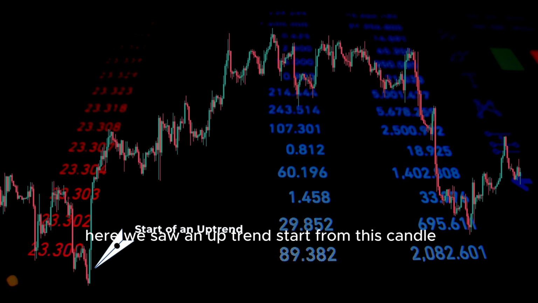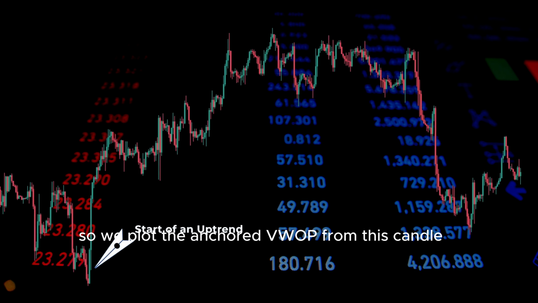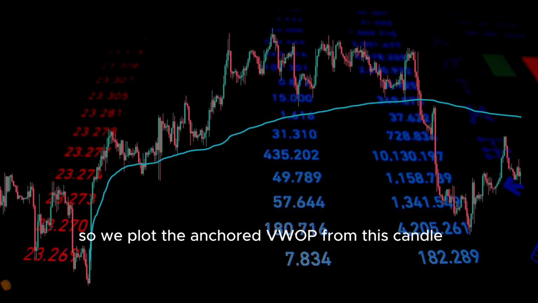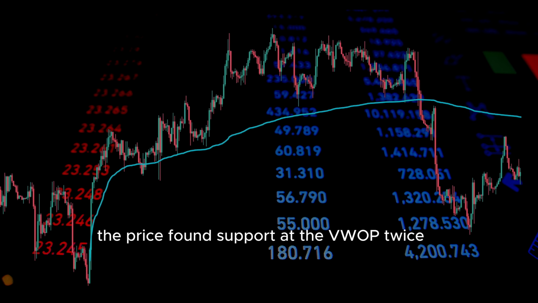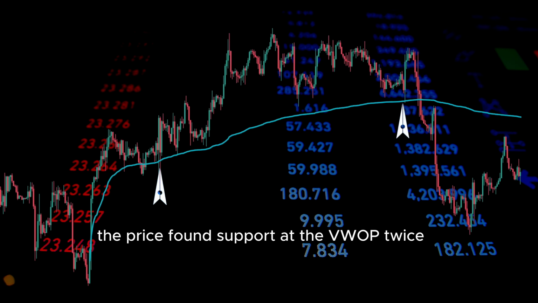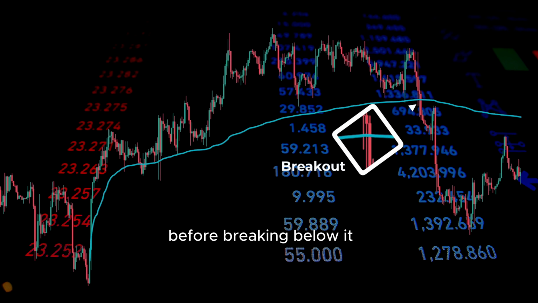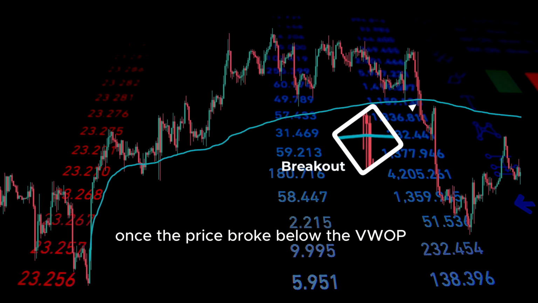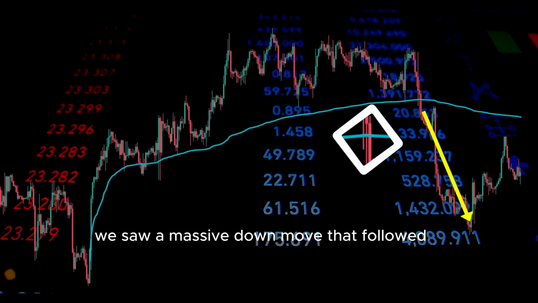Here we saw an uptrend start from this candle, so we plot the anchored VWAP from this candle. The price found support at the VWAP twice, before breaking below it. Once the price broke below the VWAP, we saw a massive down move that followed.